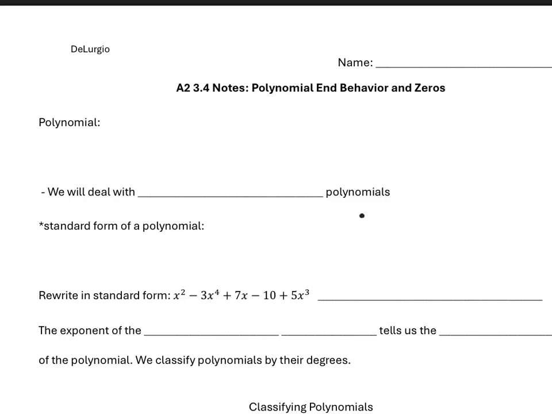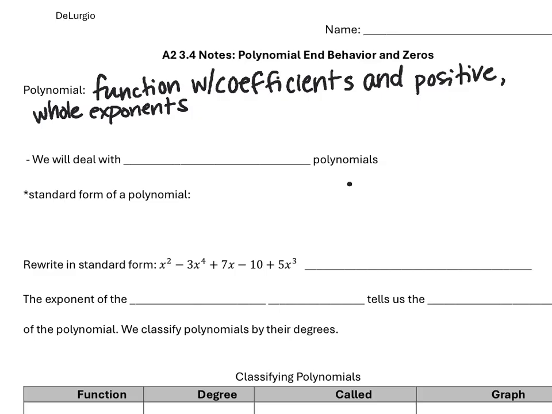Let's start with just redefining a polynomial. So remember, a polynomial is a function made up of coefficients. What's a coefficient? A polynomial is a function with coefficients and positive whole exponents. So remember, that means no variables in the denominator and no roots.